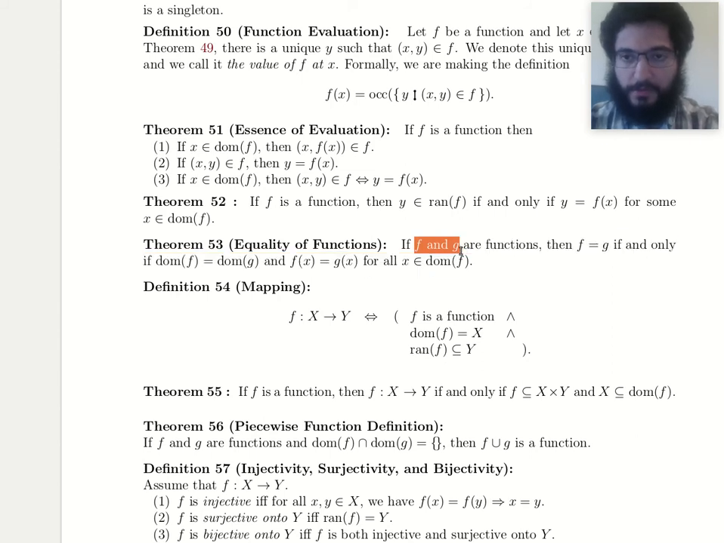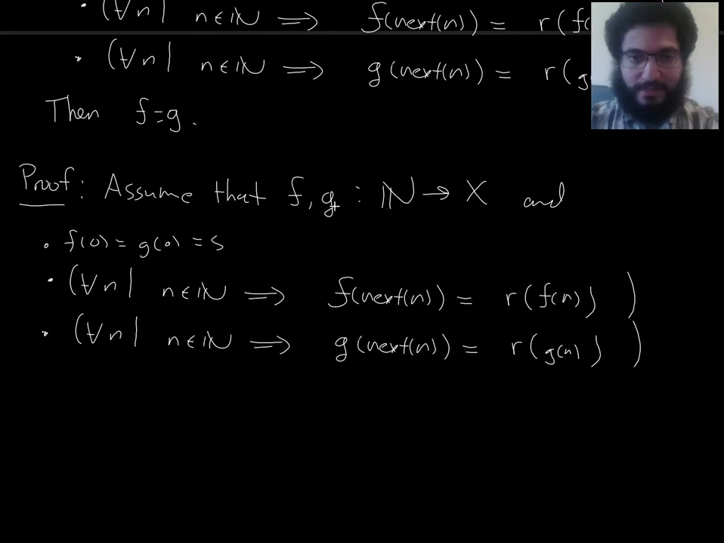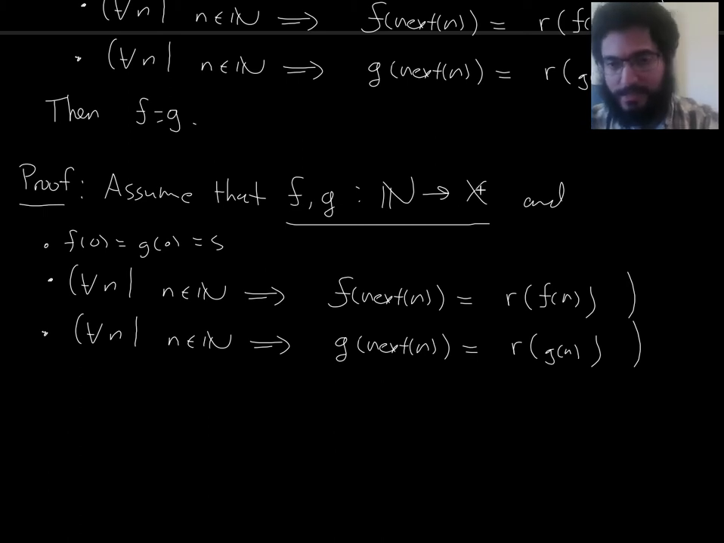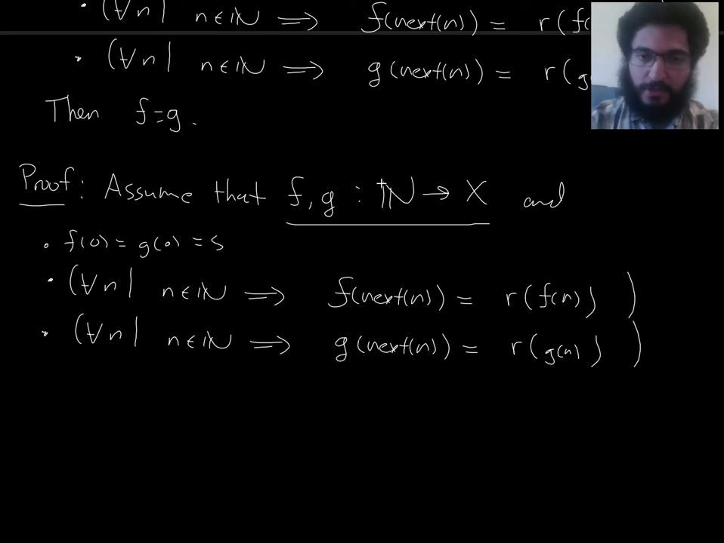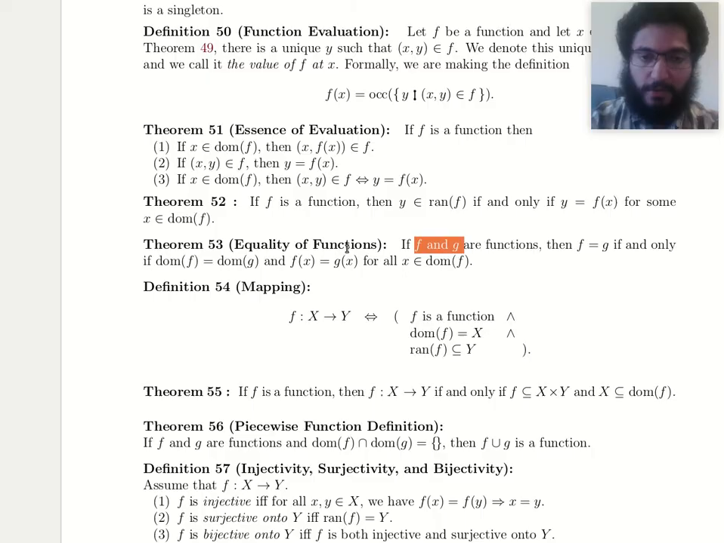By the way, how do I know they're functions? I know they're functions because I'm writing this mapping notation, right? This mapping notation always says 3 things about each of the things involved. It says about f that f is a function, n is its domain, and x contains the range. g is a function, n is the domain of g, and x contains the range of g. So that's how I know they're functions. Okay, so let's prove that the domains are equal and that the outputs are equal for any given input.